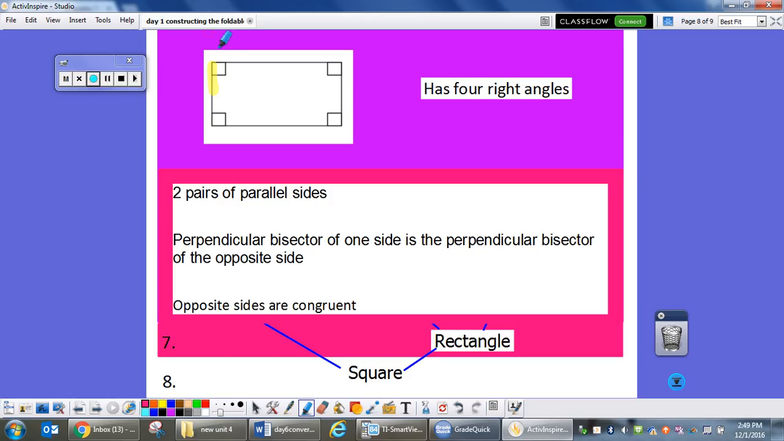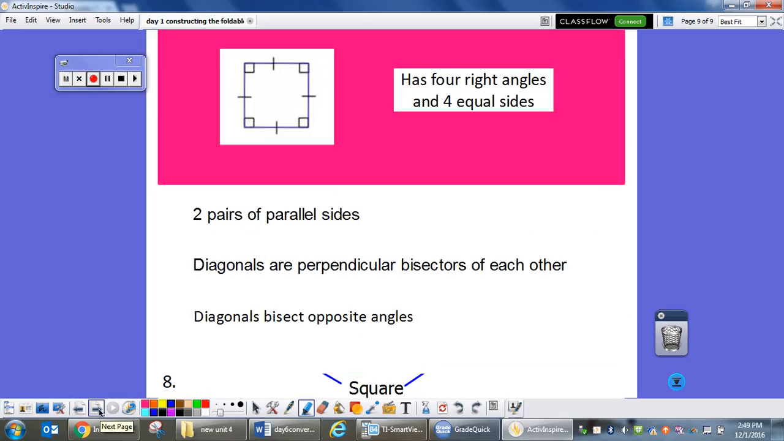So you guys have been dealing with rectangles almost your whole life. So you should be pretty familiar with the rectangle. All they have to have is 4 right angles to be a rectangle. Okay? Give you some time for that. And then last but certainly not least, the square.